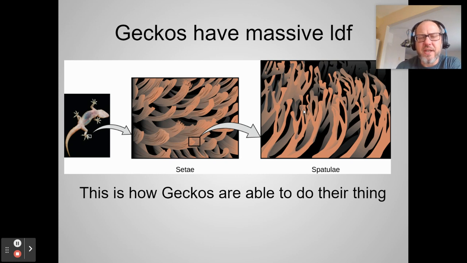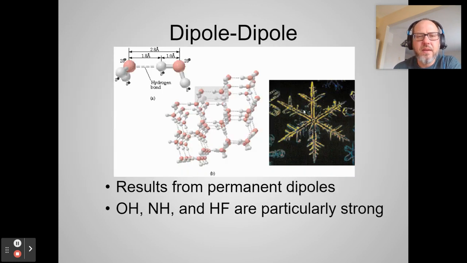I could talk about gecko's feet for days, but I'm going to stop now because we're going to talk about dipole-dipole attractions. Now, dipole-dipole attractions are stronger than London dispersion forces because dipole-dipole attractions are caused by permanent dipoles.